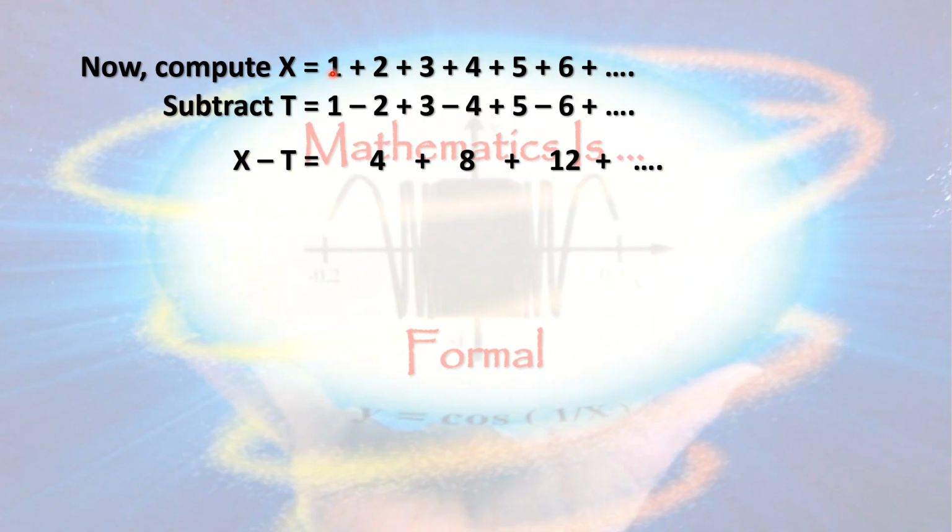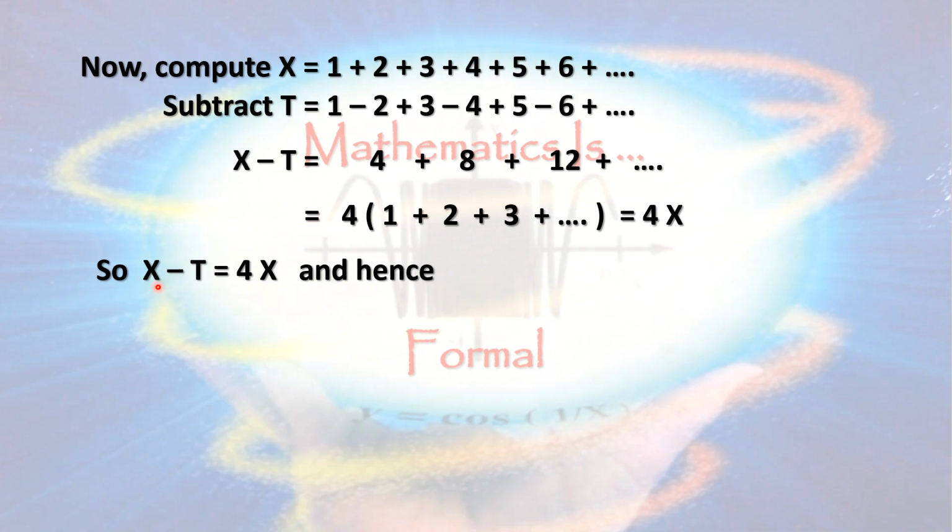On the right, every other term cancels. 1 minus 1 is gone. 2 minus minus 2 is 4. The 3's cancel, but the 4's add together to 8. 5's cancel, 6's add together, and so on. So we've got 4 plus 8 plus 12 plus 16. All of these have a factor of 4 in them. We can factor that out. So that's 4 times the quantity 1 plus 2 plus 3 plus 4, and so on. Well, that's what we're calling X.